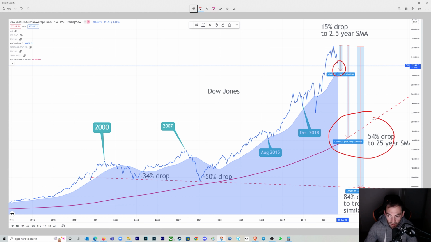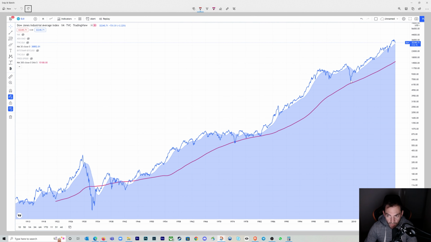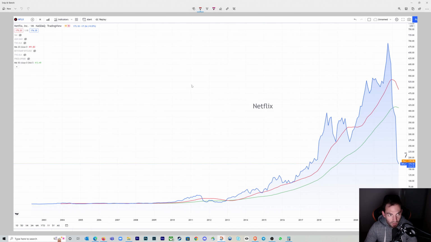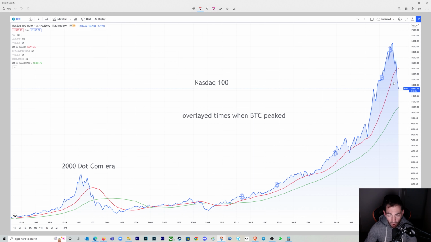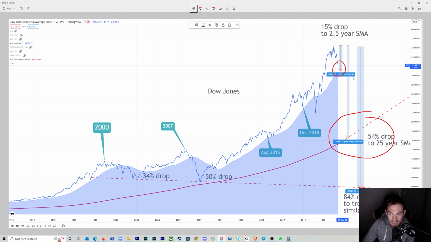And that could mean either a roughly 54% drop to the 25-year moving average, and we haven't touched the 25-year moving average since 1982, right down here. And we look at other clues like Netflix dropping 74% in 6 months. Or Meta, Facebook dropping 47% in 9 months. Or the Nasdaq as a whole dropping 25% in 5 months. These are some of the clues that may indicate that we are going to drop way past the 2.5-year moving average and come somewhere down into this region. Maybe you're in the 50% region, and worst case, down in this 84% region.